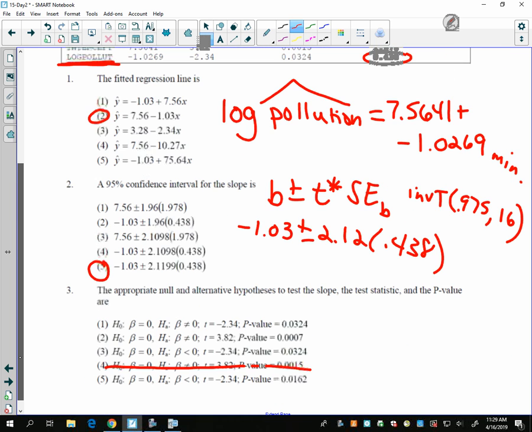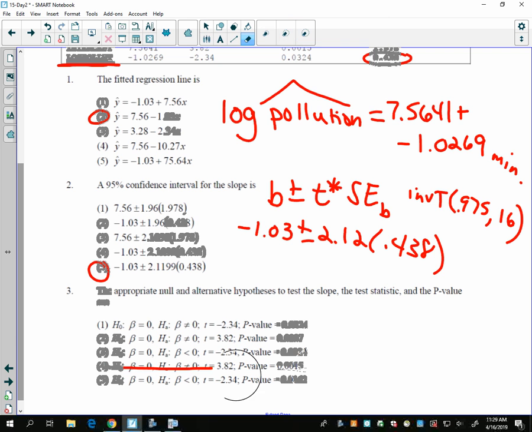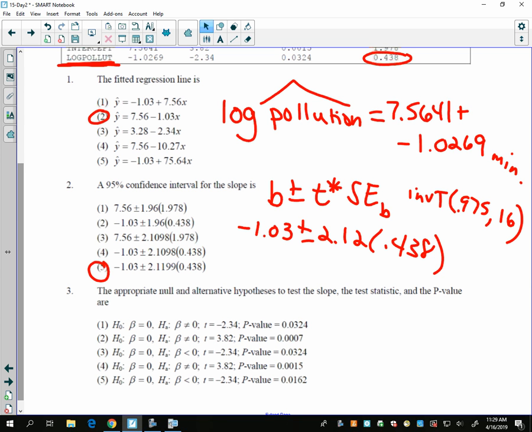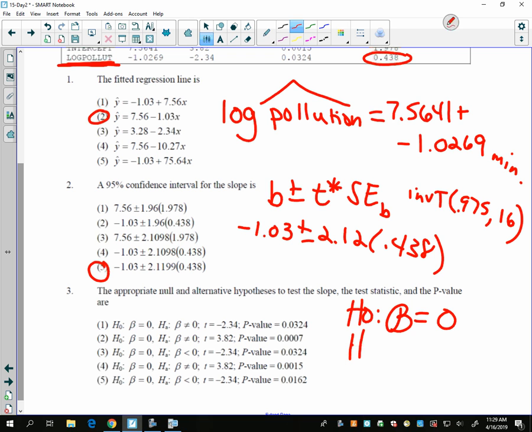All right, so now the appropriate null and alternative hypothesis to test the slope, the test statistic, and the p-value. Okay, so we kind of just started talking about this. The null for all of these is that the slope is equal to 0. So you're saying that x doesn't contribute to y, that x and y don't have a linear relationship. And the alternative would be that there is an actual linear relationship. So b is not equal to 0. So you want to show there is a linear relationship.